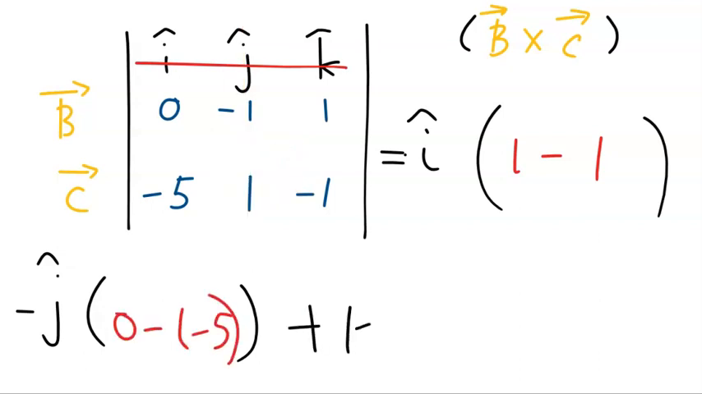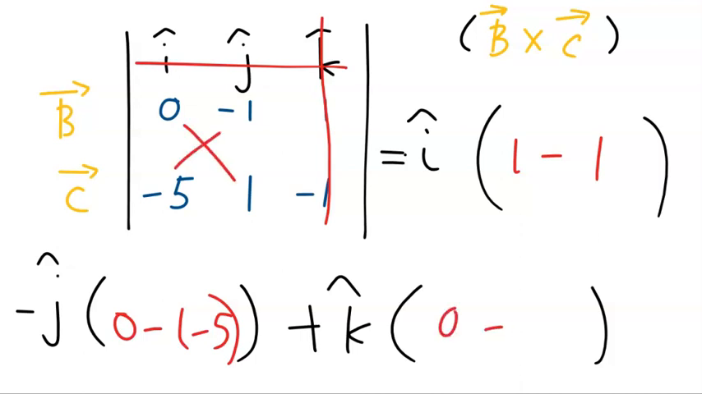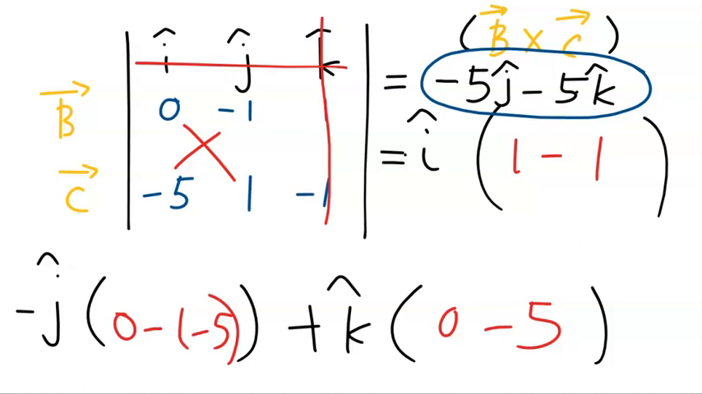And finally, the z component, which can be obtained by crossing out the k hat in two mutually perpendicular directions. So that's 0 minus 5. So the final answer is minus 5j hat minus 5k hat, as we have found before.